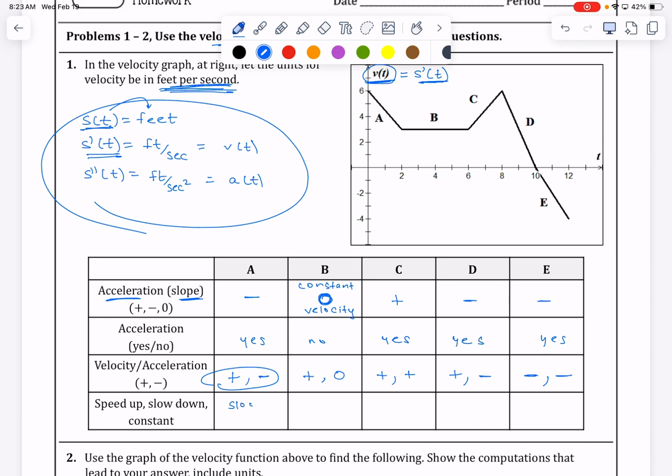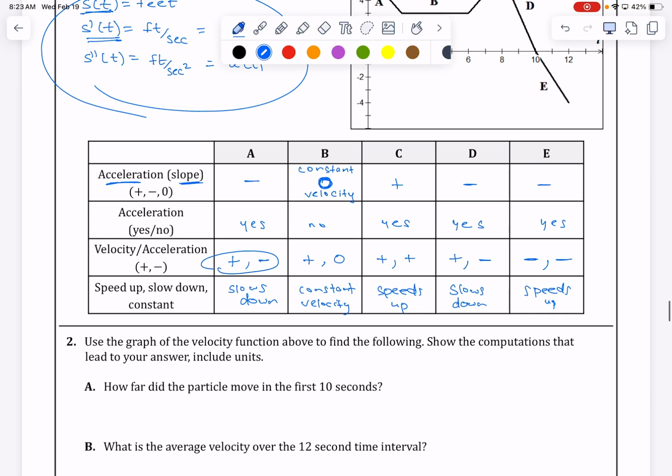It slows down, constant velocity because of the zero, constant velocity. This one speeds up, this one slows down, and this one speeds up. Is that okay?